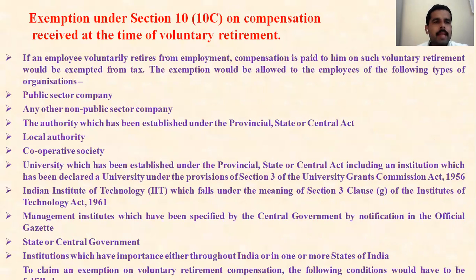The next one: exemption under section 10(10C) on compensation received at the time of voluntary retirement. Here a few people take voluntary retirement before the age of 60 years. The retirement age in some departments is 60 years, in some departments 58 years, and in some organizations 65 years. These are three criteria, and it is also applicable based on the state.